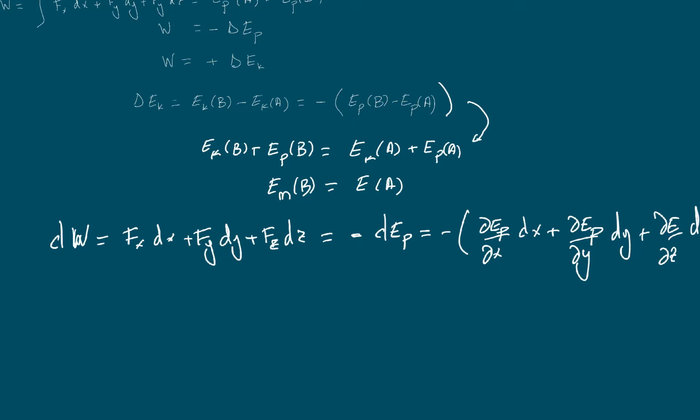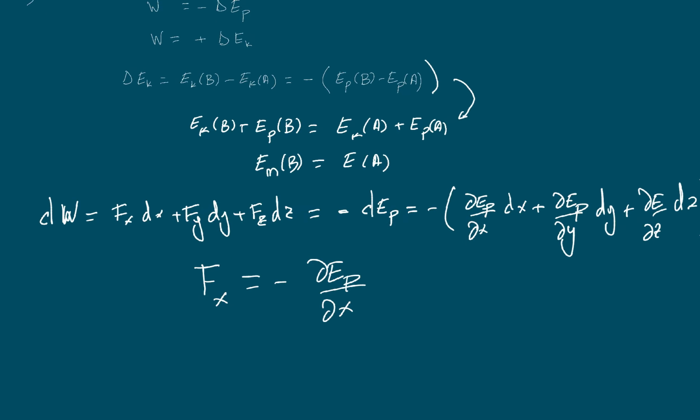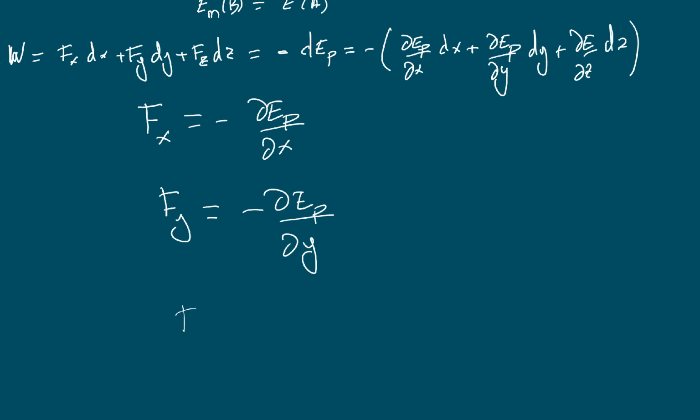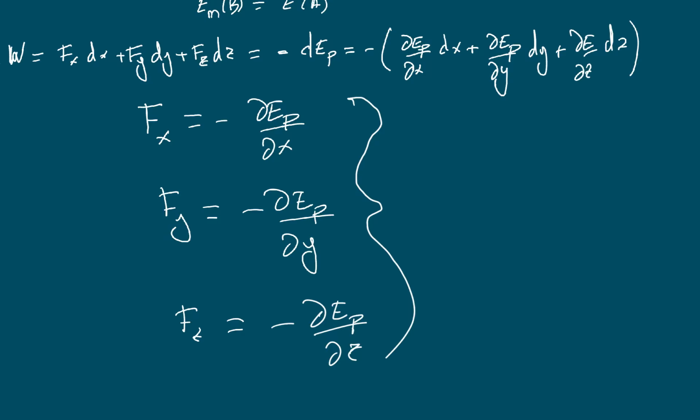From here we have three relations. The x component of the force is minus the partial derivative of E_p with respect to x. The y component of the force is minus the partial derivative of E_p with respect to y, and the z component of the force is minus the partial derivative of E_p with respect to z. And these are the equations that govern the physics where the forces are conservative.